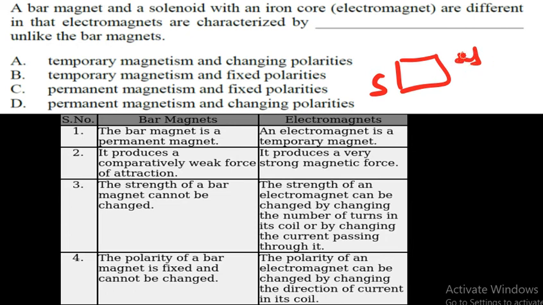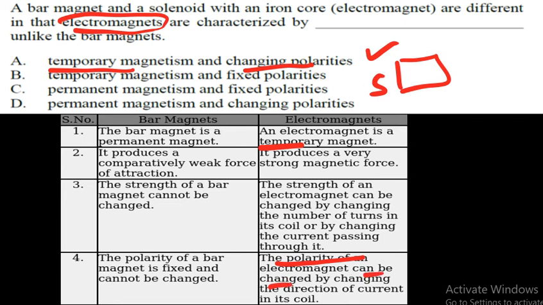But in the case of an electromagnet, we can change the polarity by changing the direction of the current, as you see here. So which one works? Electromagnets are characterized by dash, temporary magnetism and changing polarity. Yes, it's temporary because we are talking about electromagnets. And temporary magnet, yes, we said already, it's temporary, here it is. And at the same time, changing polarity, yes, the polarity of an electromagnet can be changed, it says this statement. So the answer is going to be A. The others, electromagnet temporary and fixed polarity, it says no. And permanent magnet, it's not permanent, it says no, doesn't work. So the answer will be A.